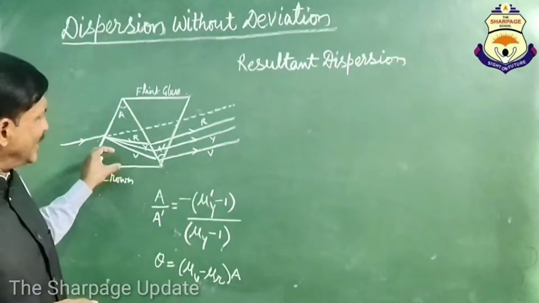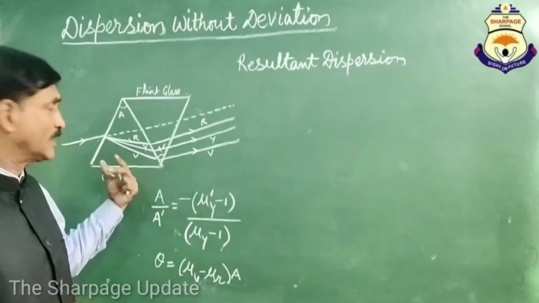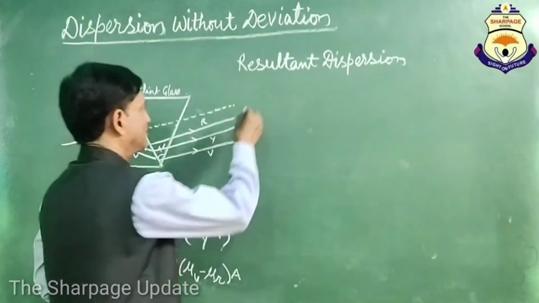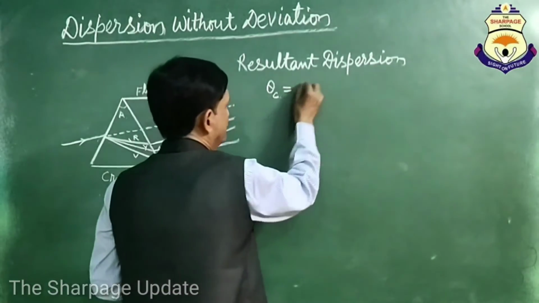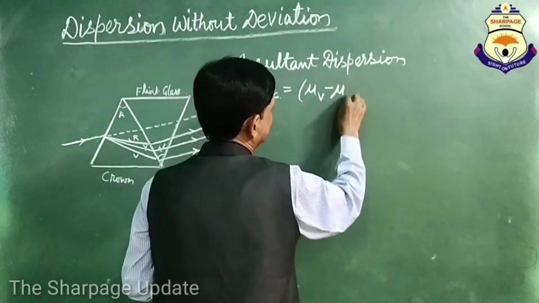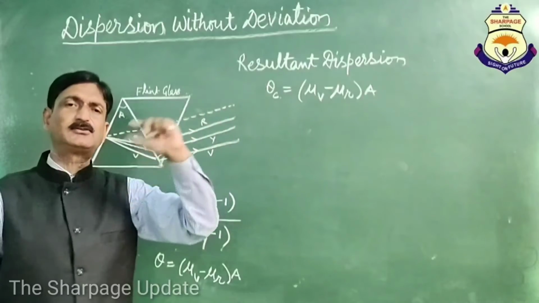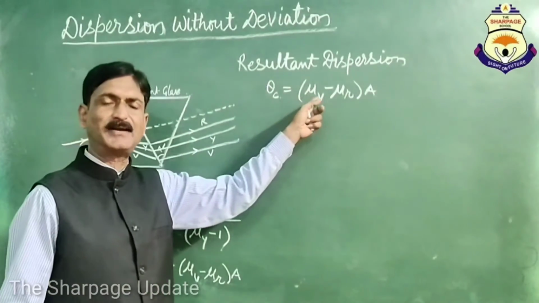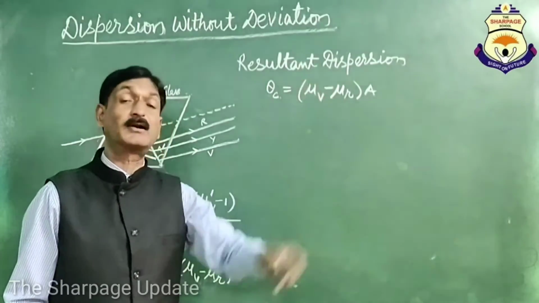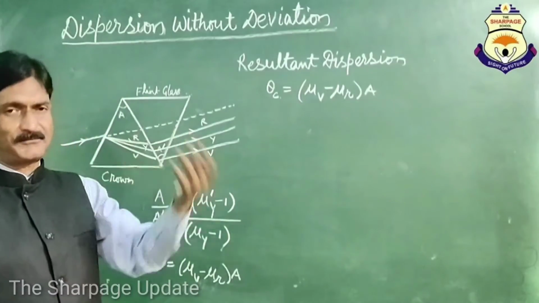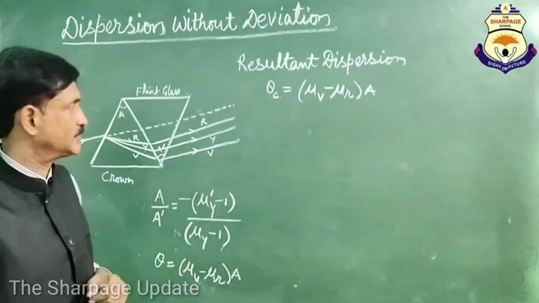So friends, let the angular dispersion through the first prism, meaning angular dispersion through the crown glass prism, be represented by theta c equal to mu v minus mu r into a. Here, theta c represents the angular dispersion through the crown glass prism. Mu v represents the refractive index for the violet color of the material of the prism. Mu r represents the refractive index for the red color, and a represents the angle of prism.